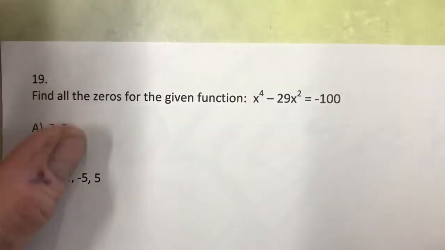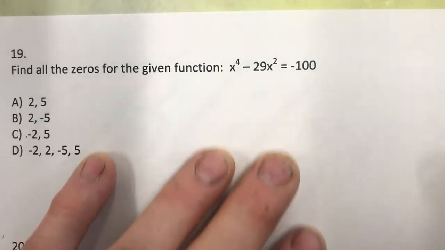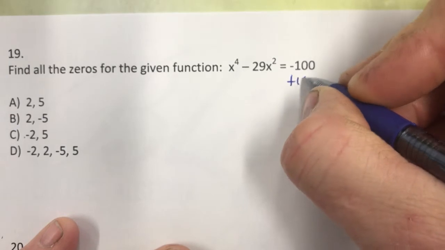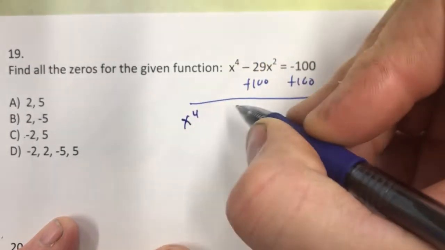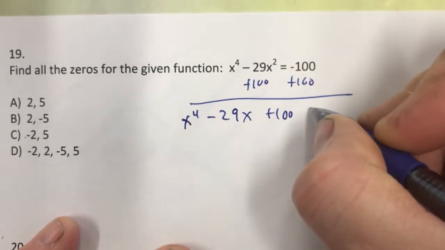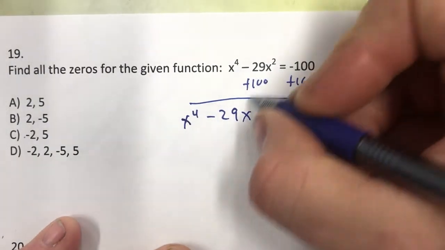All right. Number 19. Find all the zeros of this function here. It's to the fourth power, so I need to add 100 to both sides, which gives me x to the fourth minus 29x squared plus 100. Okay, that's a square right there.